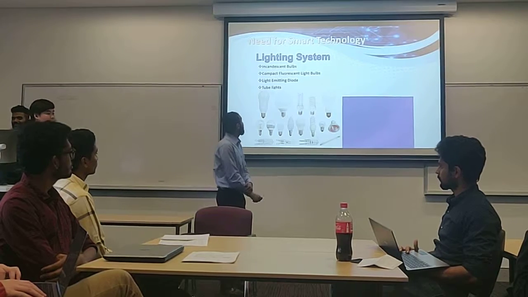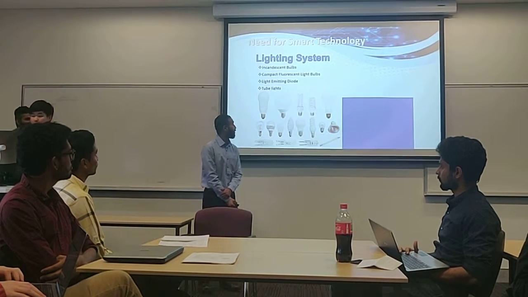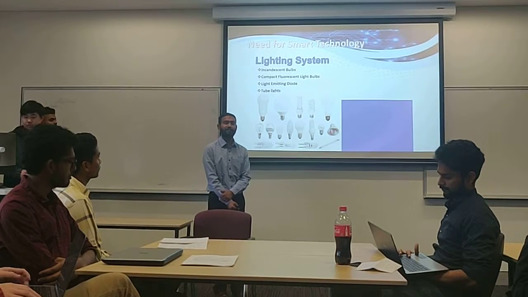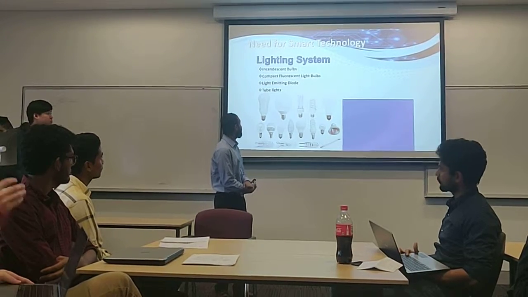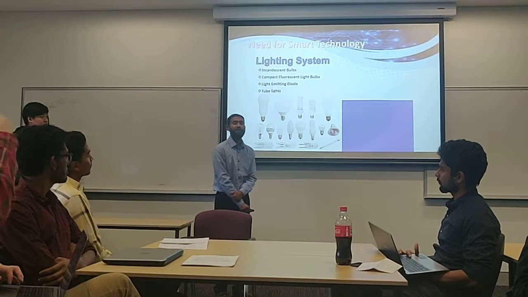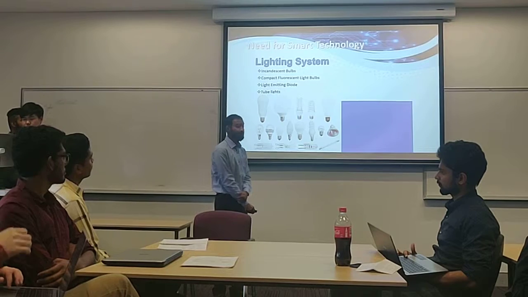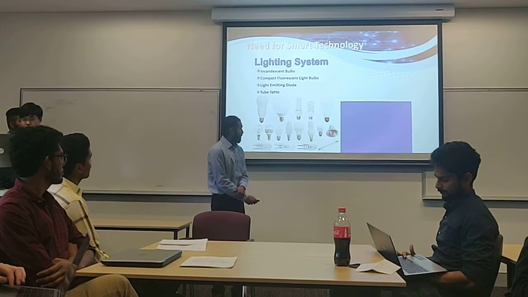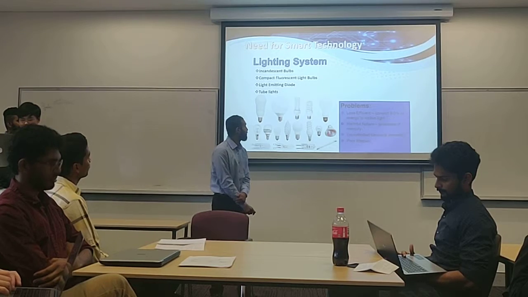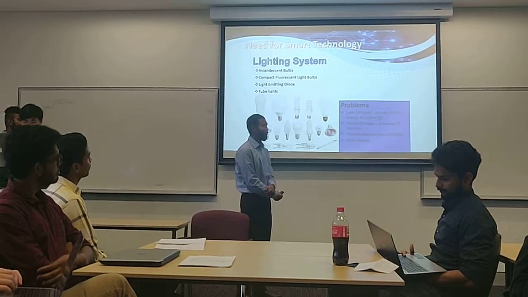Now why do we need smart technology in our homes and offices? In the traditional houses, for the lighting system, we have incandescent bulbs, compact fluorescent light bulbs, tube lights, and light emitting diodes. So the problems in the traditional houses are, first of all, it's less efficient.